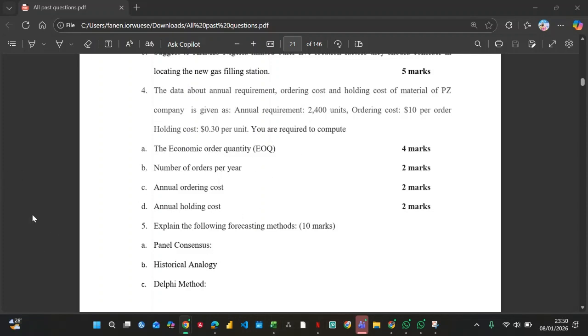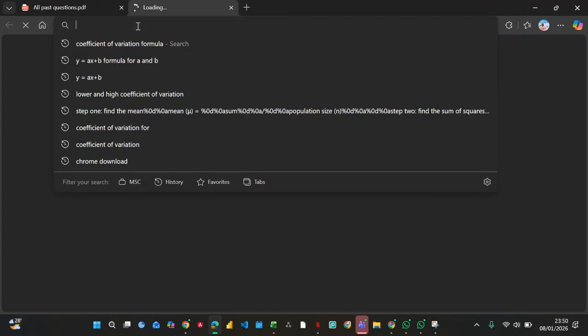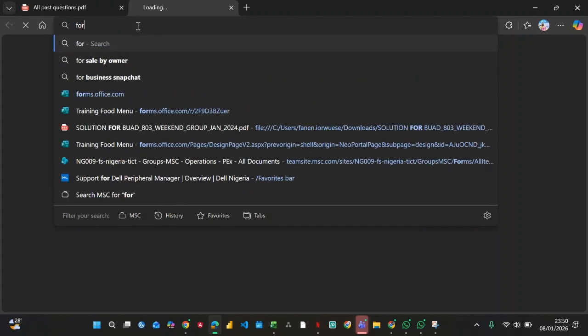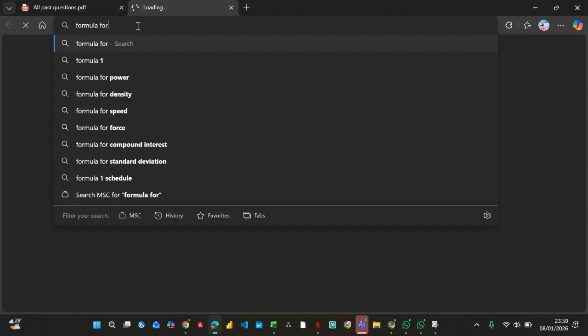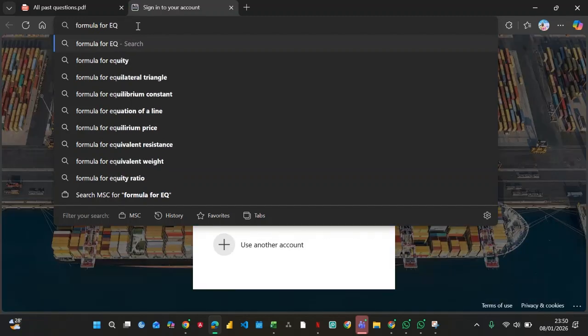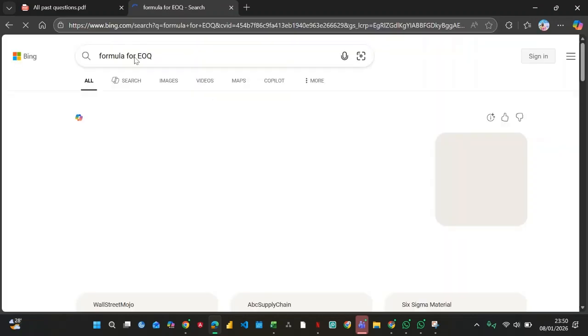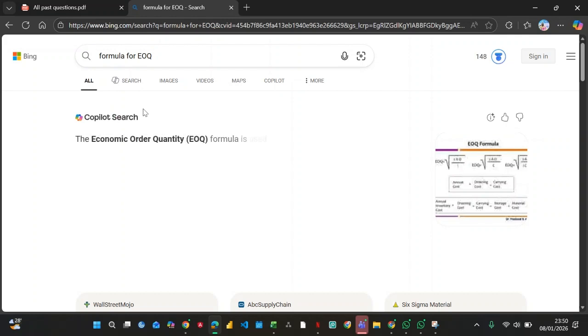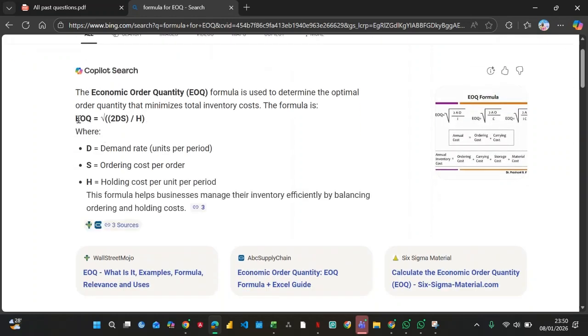The formula of this, I've forgotten it, but let me get the formula. The formula for the EOQ, economic order quantity. Yeah, this is the formula. Can you see this is the formula?